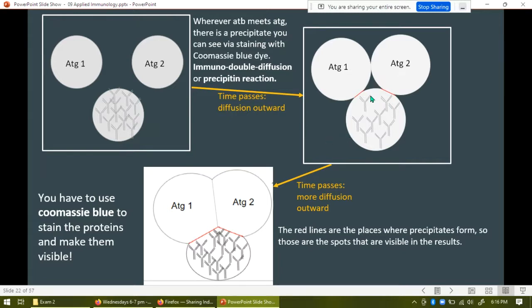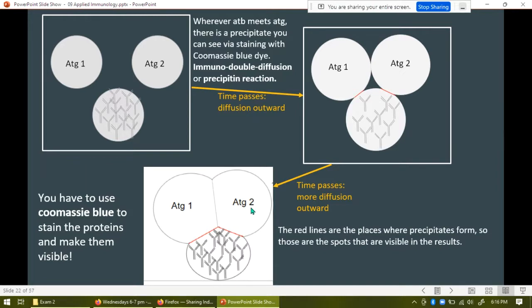As more time passes, these circles continue to expand until they're pretty much completely overlapped. The precipitate grows to look more like this. And so you still have the same precipitate occurring. It's just now more antibodies have come to encounter their antigen because more antigens and antibodies have diffused outward.